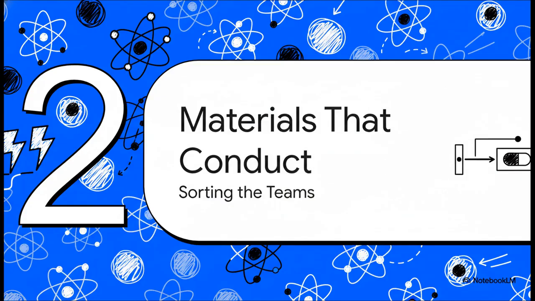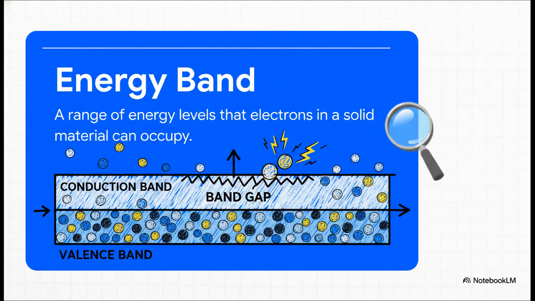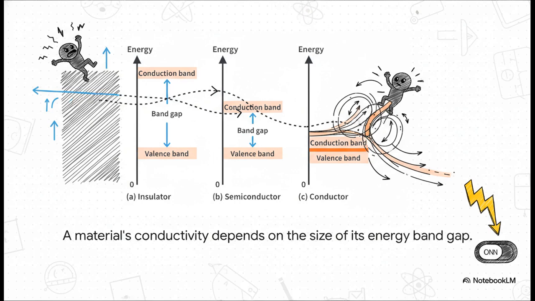Okay, moving on. Let's see how these valence electrons completely change how a material behaves, specifically its ability to conduct electricity. You see, for an electron to move around and create a current, it needs a little boost of energy. It has to jump from its comfortable home, the valence band, up to a higher energy level called the conduction band. And that gap between them? We call that the band gap. And this is so cool because it shows you everything you need to know. The entire difference between materials comes down to the size of that band gap. Is it easy for an electron to make that jump, or is it next to impossible?